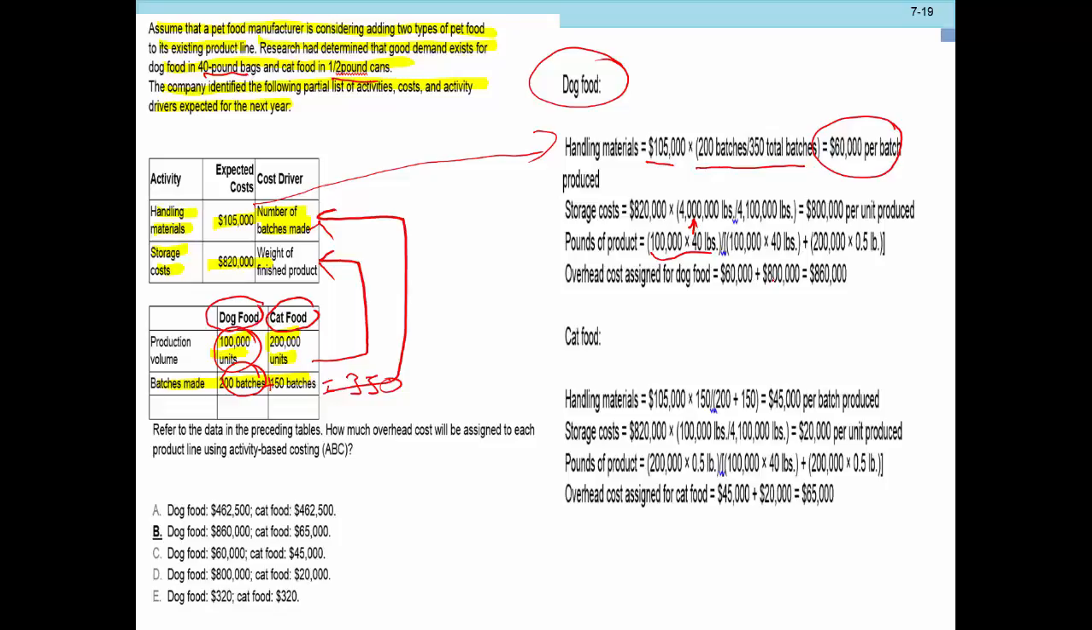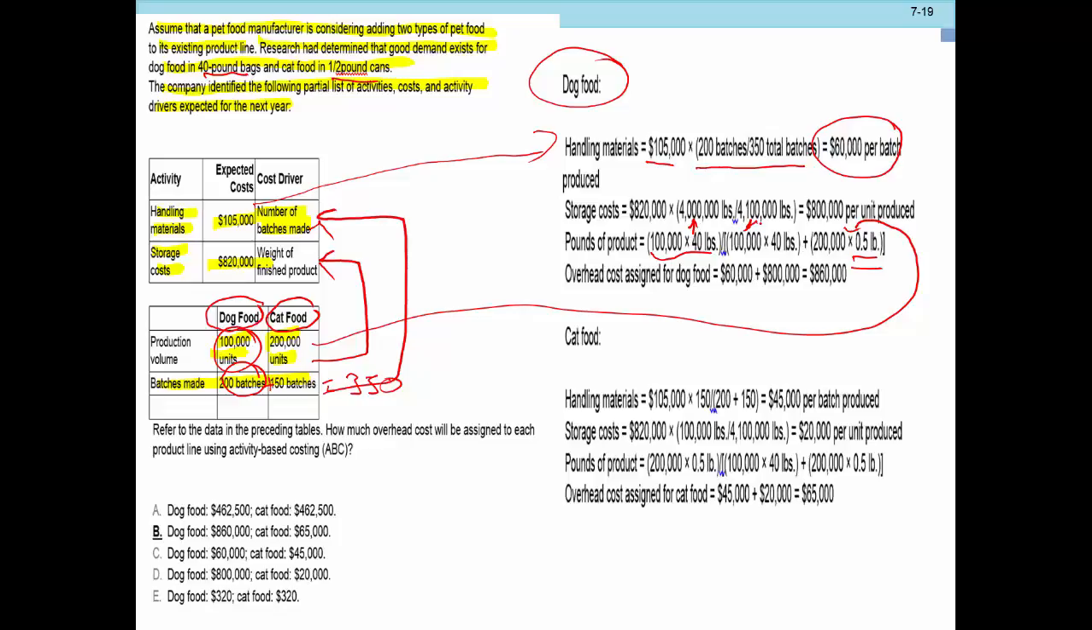Oh, we do have to do the cat food pounds, don't we? It's 200,000 to get the base. We have to do the cat food. It's 200,000 cans times how much per can? Half pound per can. So it's 100,000 pounds for the cat food. So we now have our base, don't we? 4,100,000: 4 million pounds for the dog food and 100,000 pounds for the cat food, right? Okay, good.